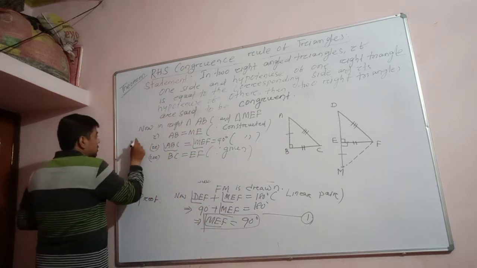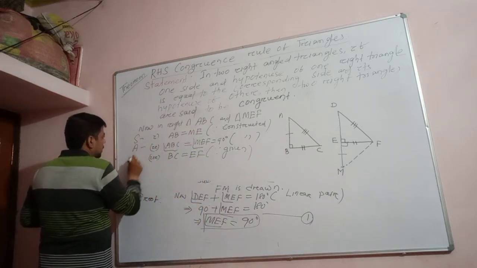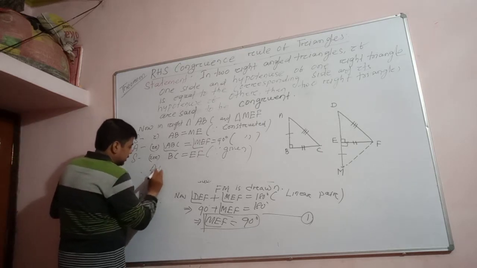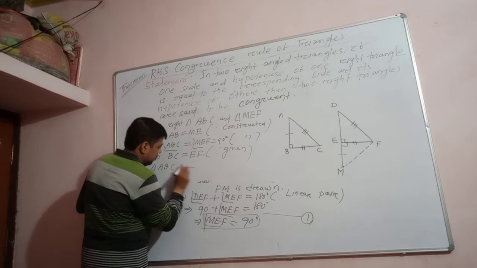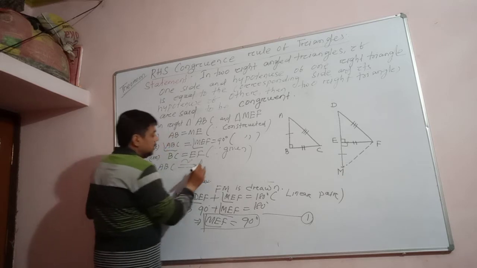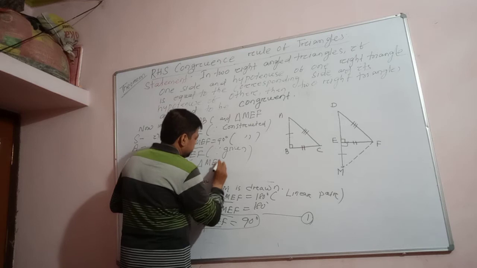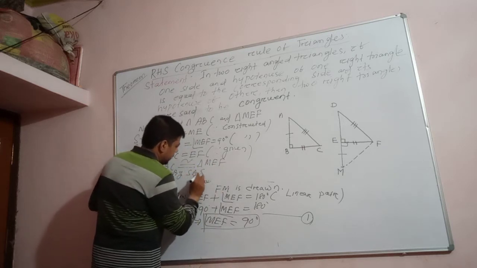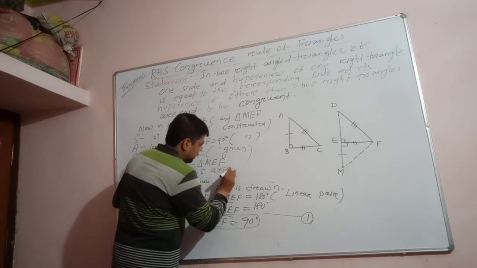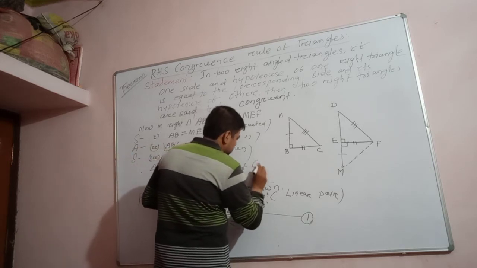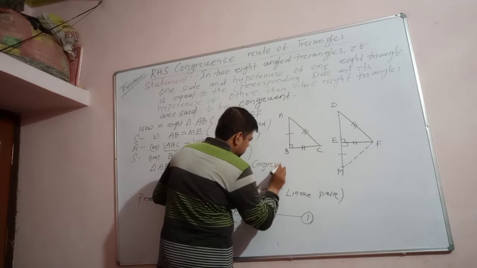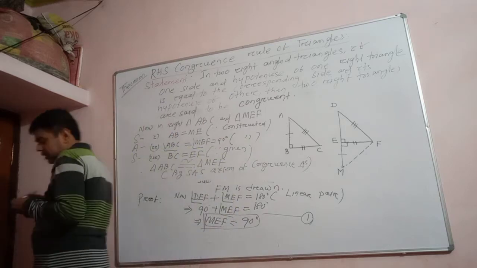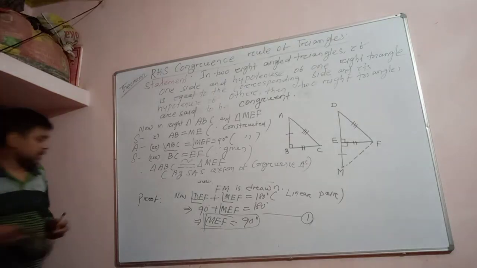So you see, side, angle and side. According to the side-angle-side axiom of congruency of triangles, triangle ABC is congruent to triangle MEF. Okay? Clear?